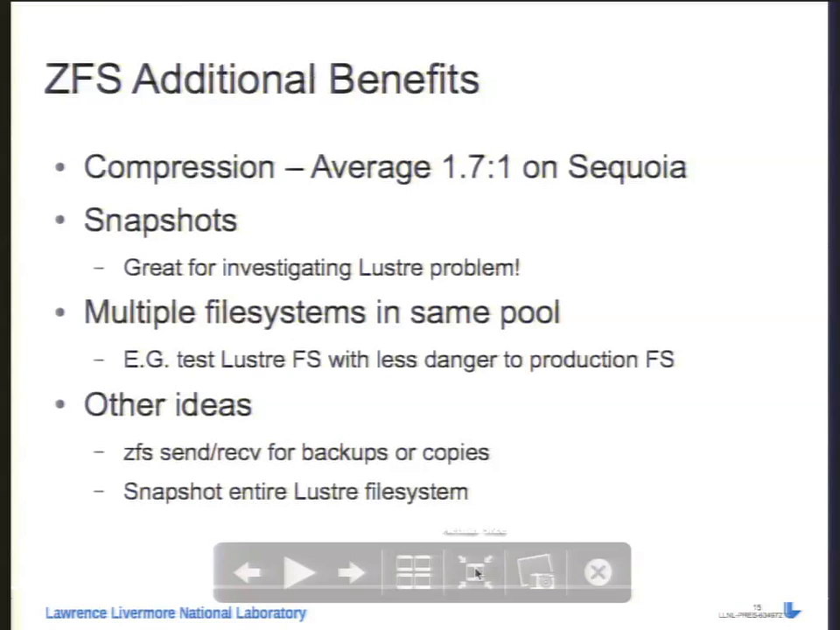In the future, some other ideas we've had, being able to use ZFS send and receive to do backups or copies of your file system, and perhaps even snapshot the entire Lustre file system using ZFS snapshots. You'd have to do some scripting to coordinate all that. You'd have to do that offline, but it's a possibility.